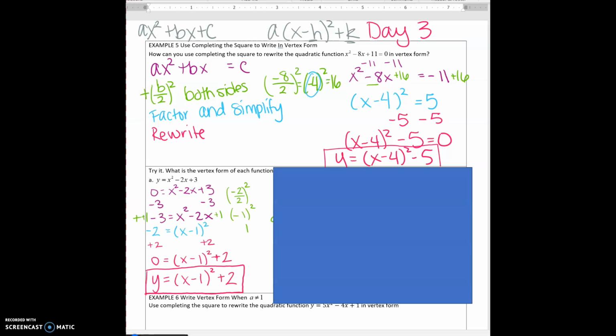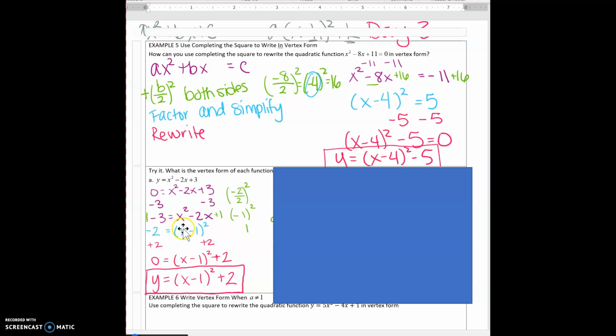Okay, so for the first one, I had told you set it to 0, and then we need it in the right form, so we subtract 3 on both sides. And then b divided by 2 squared, so negative 2 divided by 2 is negative 1. Square that, gets positive 1, so we're going to add plus 1 on both sides. And adding 1 to both sides is the same as just writing a 1. You don't have to write plus there. You can if you need to or want to.